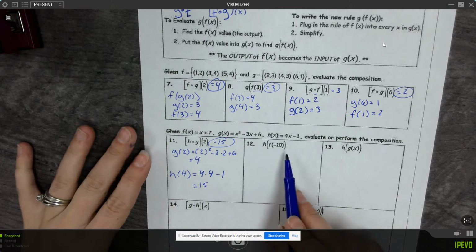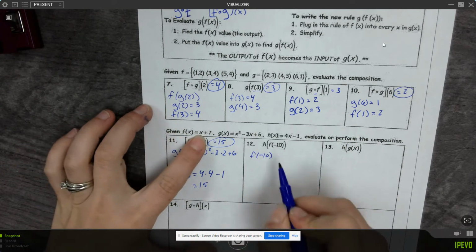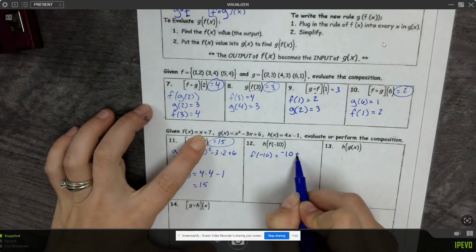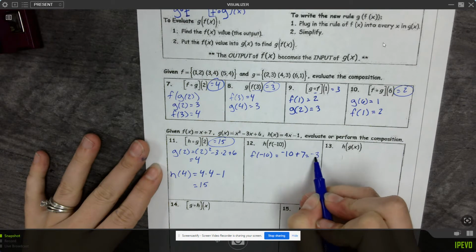h of f of negative 10. So I'm going to start with f of negative 10. So I'm going to use my f function and plug in negative 10 plus 7. Either do this one in your head because it's easy, or in a calculator if you're not sure, it is negative 3.